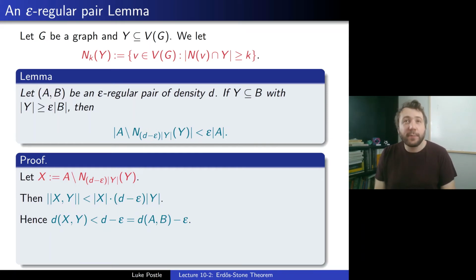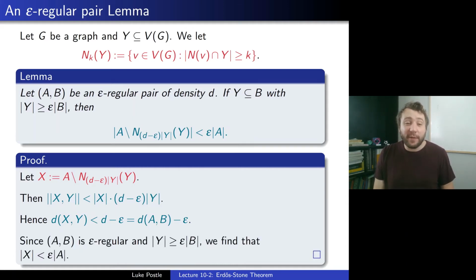Now that should ring bells for you because this difference between d of XY and d of AB was something crucial to the definition of an epsilon regular pair. Namely, by the definition of what it meant to be epsilon regular, if AB is epsilon regular, then if you had two large subsets, an X and a Y, their density had to be within an epsilon of d. Since Y is large, at least epsilon B, that means that X is not large. Where large here means X must be smaller than epsilon times A, which proves our lemma. So you can think about that, but really, that's what epsilon regularity gives you.